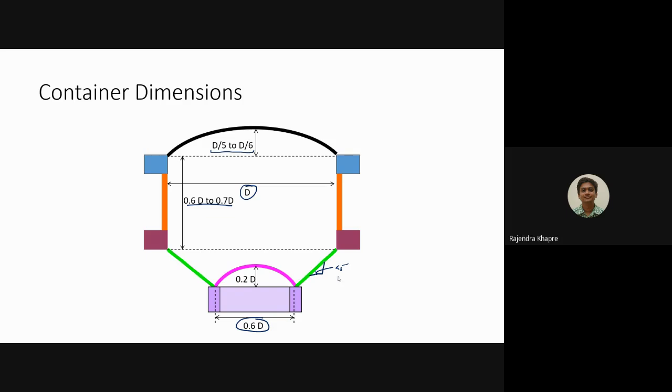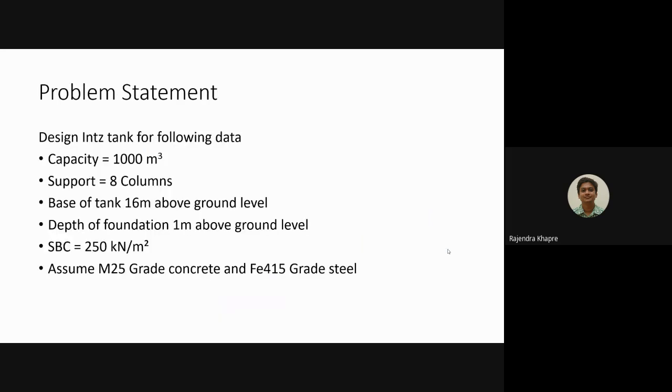And usually whenever we have a container, the container should not be like this. Okay. That means its aspect ratio should be maintained, and the container should look like this. Okay. So it has a wider diameter and thus lesser height. Okay. So with this, let us start designing the Intz water tank.